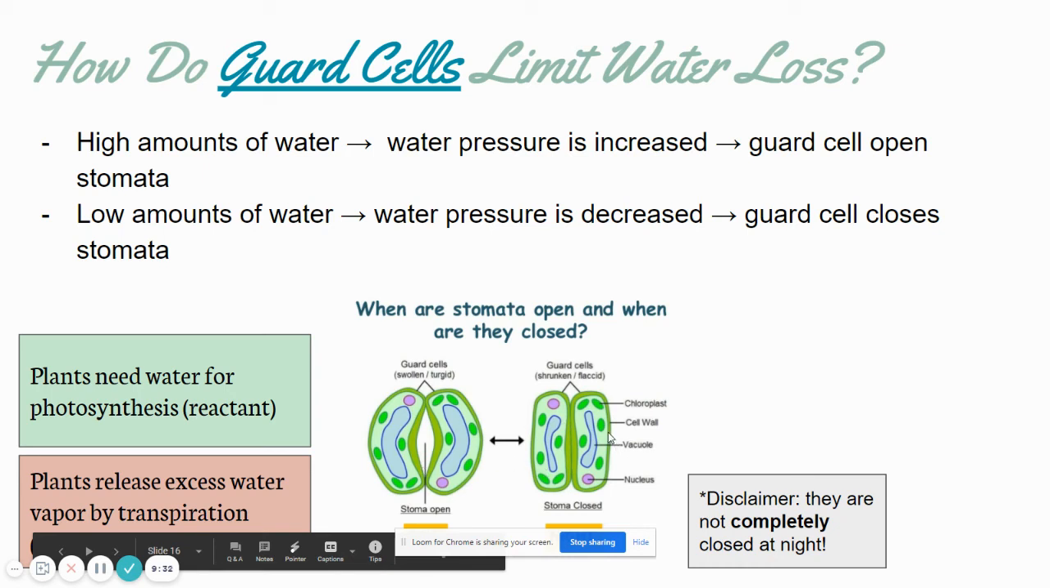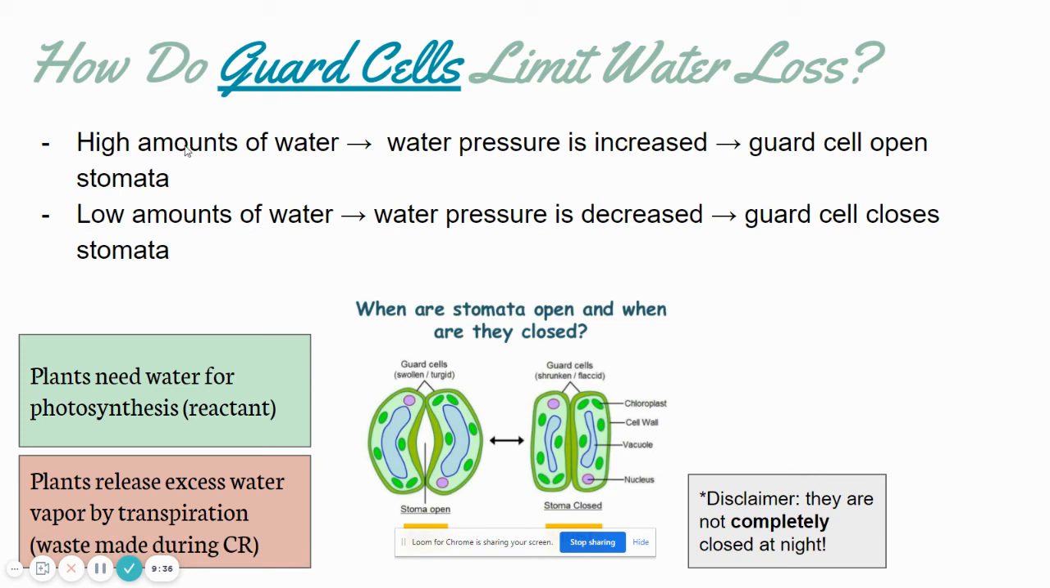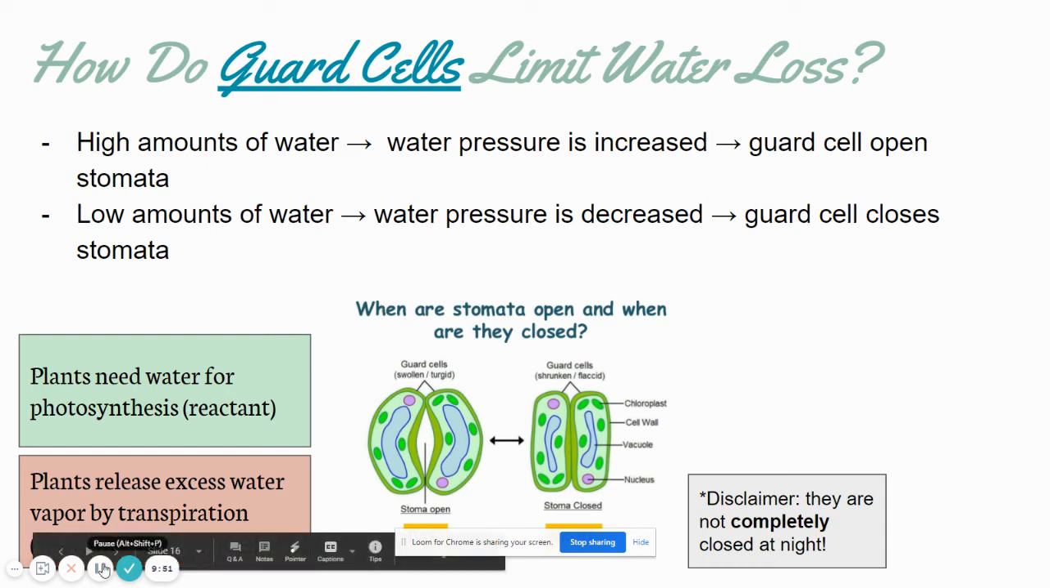So the opening and the closing of the guard cells really depends on the amount of water available. And this makes so much sense, right? Because if the plant doesn't have enough water to begin with, it's going to close its stomata to prevent more water from evaporating. It wants to conserve as much water as possible.